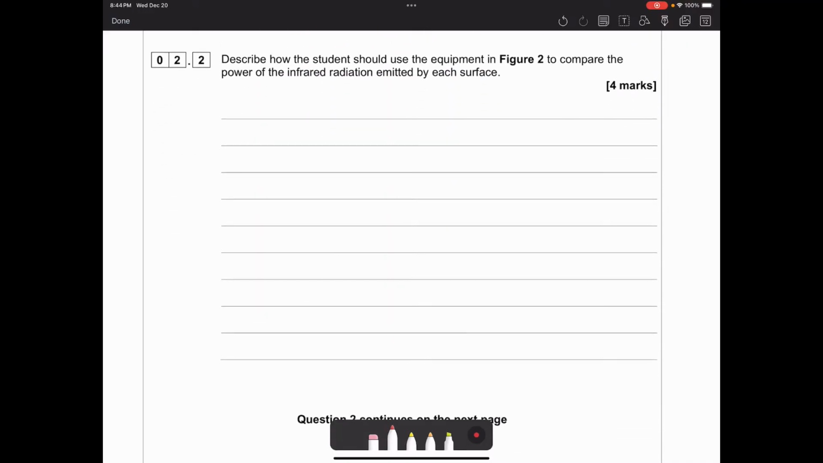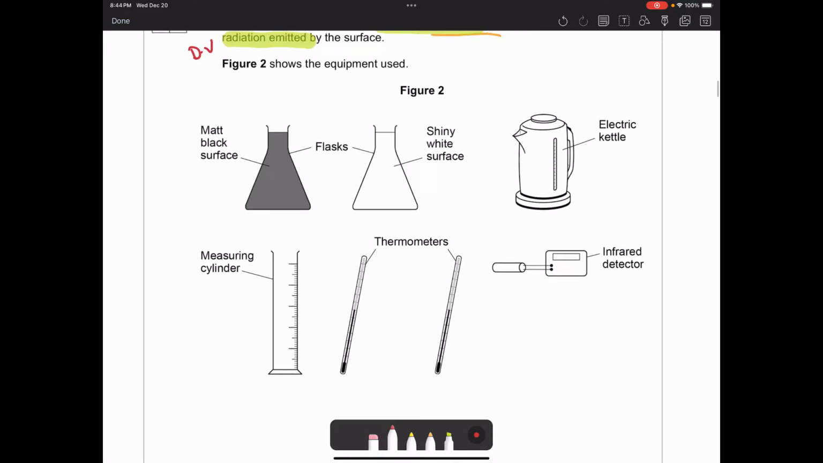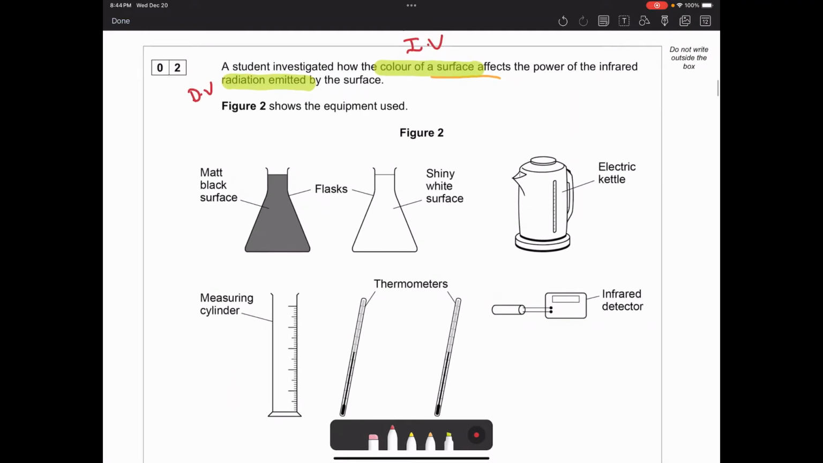It then says, describe how the student should use the equipment in figure 2 to compare the power of infrared radiation emitted by each flask. So it's a 4-mark basic planning question. They've given you the equipment and you've got to describe how you could use the infrared detector to determine the power from each surface. And you should also be thinking about what things you would keep the same, your control variables.